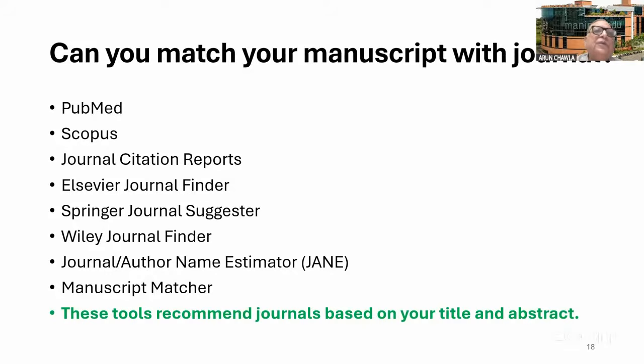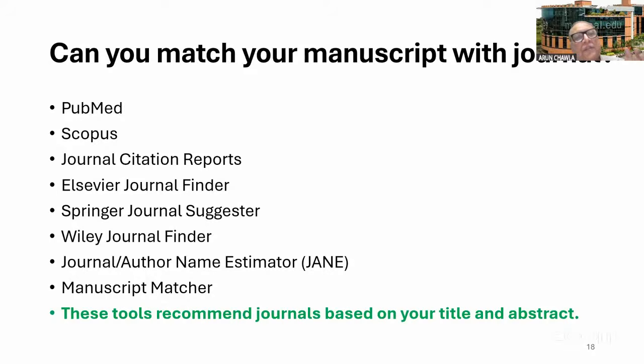Is there any way? Yes, you can do it in many ways. You can go through PubMed and check how my manuscript will fit into a particular urology journal. Scopus helps. The Journal Citation Reports. Elsevier Journal Finder is there. Springer Journal Suggester is there. Wiley Journal Finder is there.